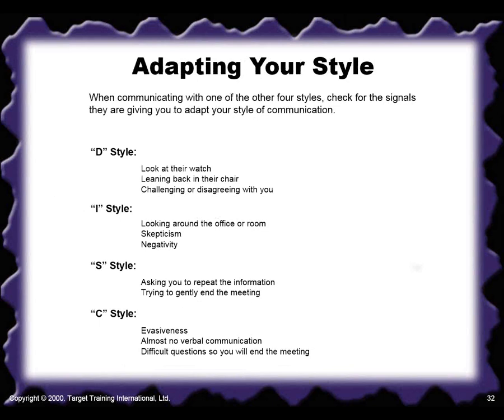Here is something you might notice about the people when you're interacting with them. The D looks at the watch, leans back in the chair, challenging or disagreeing with you. If you notice this, you will need to change your style because they're not paying attention. The I is looking around the office or room, skeptical, negative, which is the opposite of their normal style. The S is asking you to repeat the information, trying to gently end the meeting. C, which is compliance, is being passive, with almost no verbal communication, asking difficult questions, so you'll end the meeting.